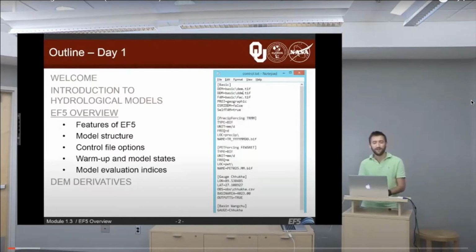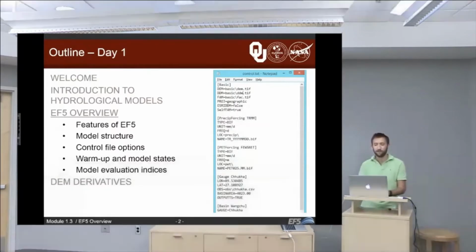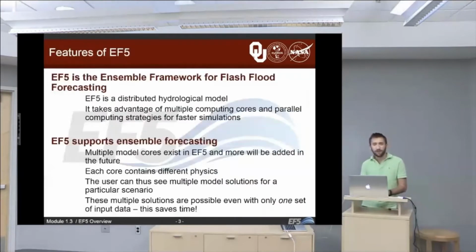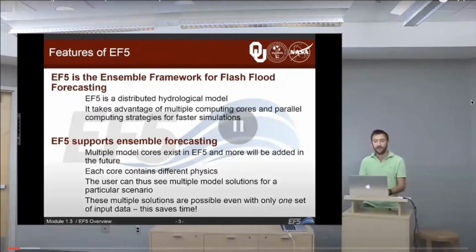Join us here in video 3 EF5 overview. So let's talk about some features of EF5, and let's also review what we already know about EF5 from the first 2 modules. Again, EF5 stands for the Ensemble Framework for Flash Flood Forecasting. It's a distributed hydrological model that takes advantage of multiple computing cores, parallel computing strategies, and other modern technologies in order to produce faster simulations.